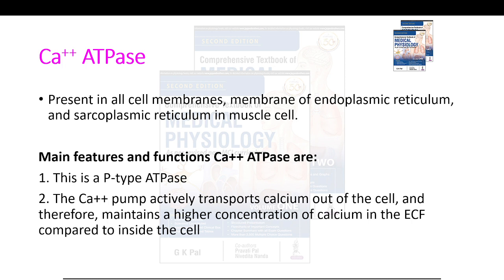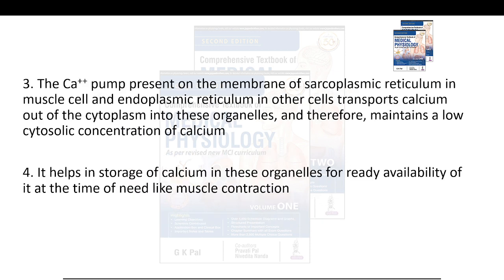Then calcium ATPase is present in the cell membrane, and in the membranes of the endoplasmic reticulum and the sarcoplasmic reticulum in the muscle cell. So it is a P-type. The pump actively transports calcium out of the cell and therefore maintains a higher concentration of calcium in the ECF compared to inside the cell. So the calcium pump present in the sarcoplasmic membrane plays a very important role in muscle contraction, maintenance of cytosolic concentration of calcium. It helps in storage of calcium in the cell organelles.